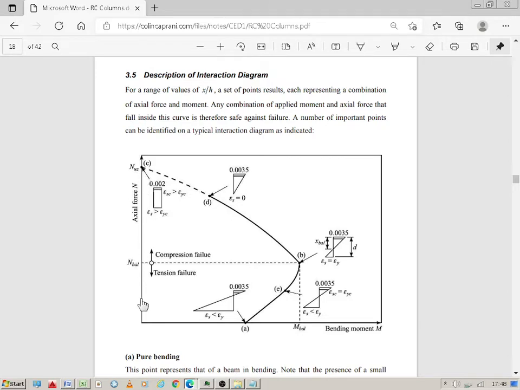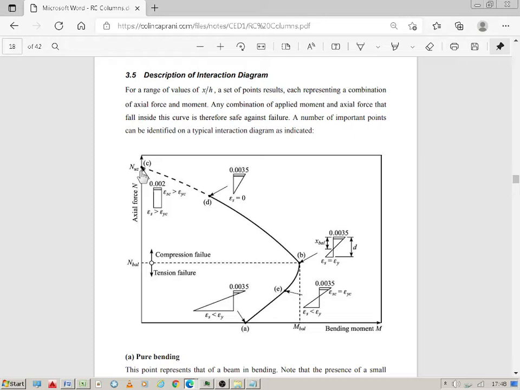So on the y-axis of this interaction diagram, you have axial force N, and NUZ is the crushing load capacity of the concrete column section without any bending moment. Remember, we've looked at NUZ. So see my video part 2.